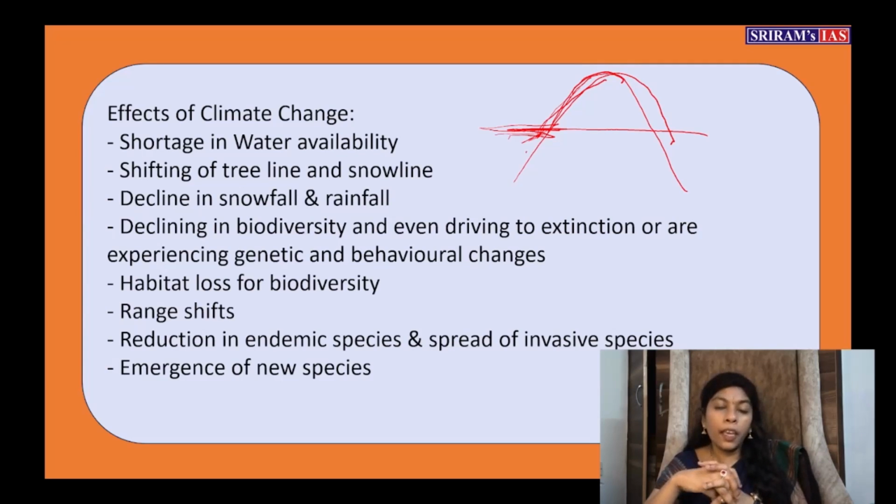Okay, so this way we can say how climate change is affecting the environment as well as the biodiversity, the place as well as the biodiversity. Apart from this, there are a lot of effects related to climate change. Even climate change and global warming are increasing the sea surface temperature. We only saw about the land. Come to the water. What happens to water then?